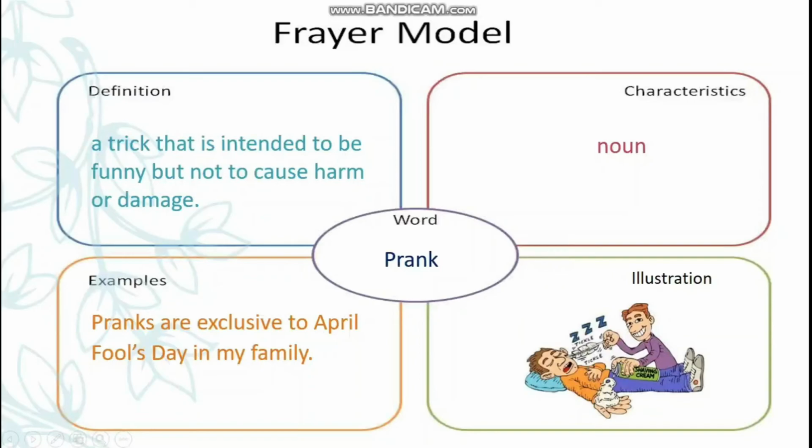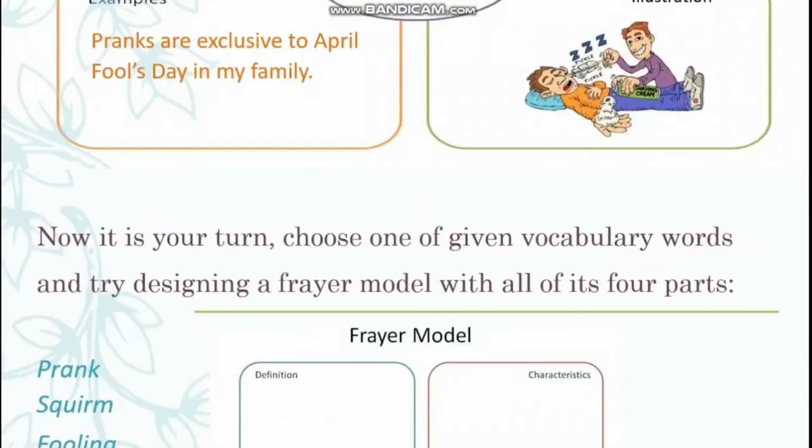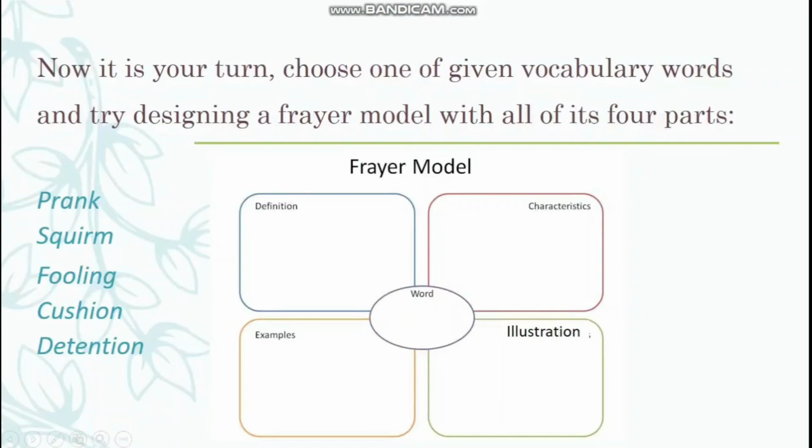I want you to take your time and you are going to choose one of the given vocab words and you are going to design your own Frayer, including all 4 parts of the Frayer. Just make sure that you add the word in the middle, the definition, characteristics, examples, and illustration. You are free to choose any of the given vocab words. You can go for squirm, you can go for fooling, you can go for cushion, and you can go for detention.